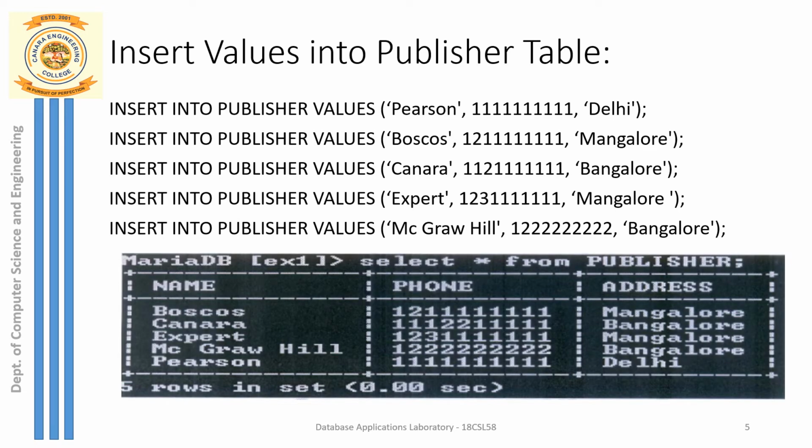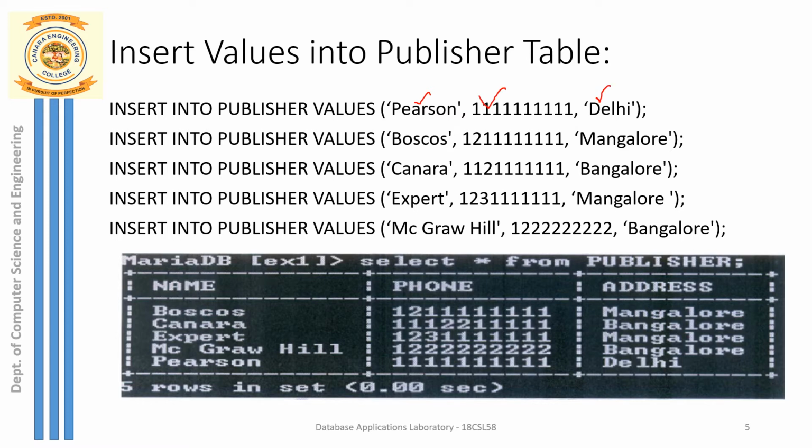As a first step, let's insert values into our very first table, that is publisher table. So I have inserted here, you can note here, 5 values, and the 5 rows that I'm inserting: the first is Pearson, the next one is the phone number of the publisher, and the third one is the address of the publisher.